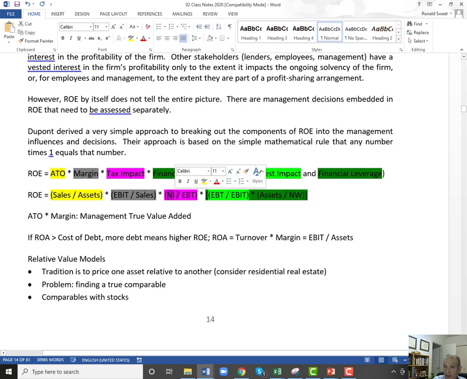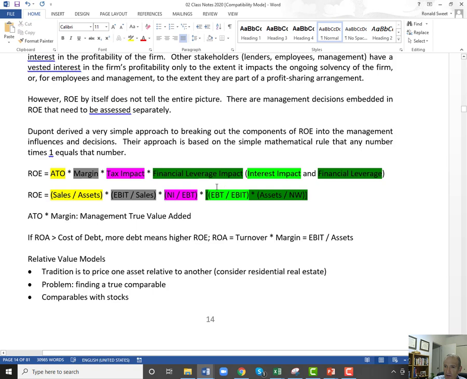The tax impact is pretty straightforward. It's net income after you pay taxes divided by net income before you pay taxes. So if your tax rate is 35% and your earnings before tax is 100, you pay 35% in taxes, so you have 100 minus 35. So you made 65 after tax. So 65 divided by 100 gives you a tax impact of 0.65. So essentially the tax impact should approximate 1 minus your tax rate.